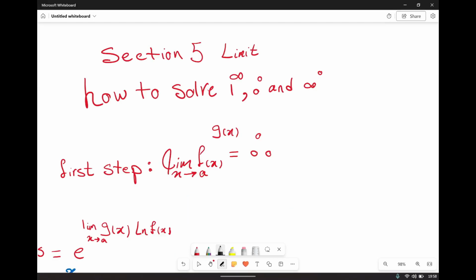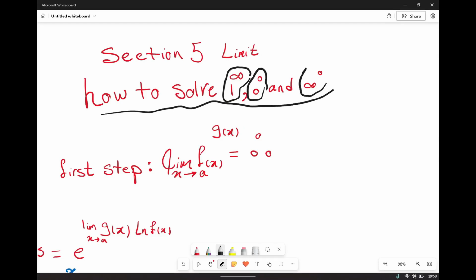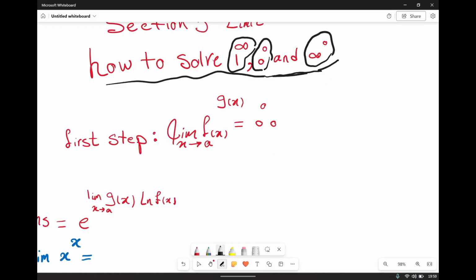Hello guys, welcome to section 5 of limit. How to solve this type of question: 1 power infinity, 0 power 0 and infinity power 0. And you know this 0 is not exactly 0, it is limit 0. In the first step, I'm going to solve this type of questions. Therefore, first step, when the limit is 0 power 0 or infinity power 0.